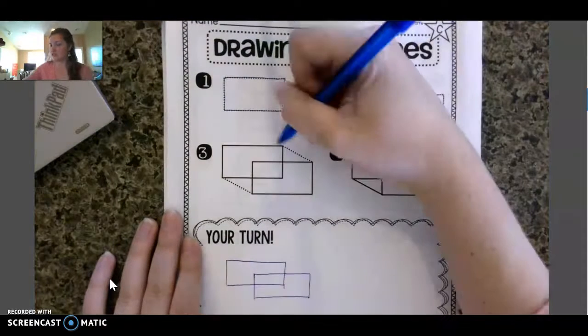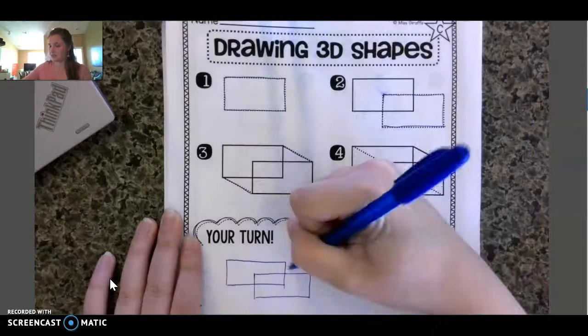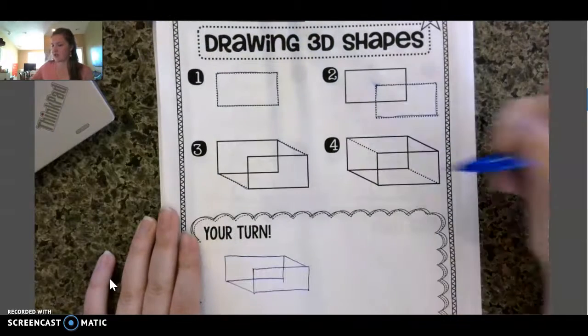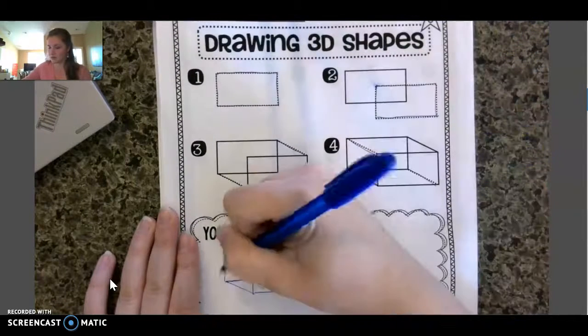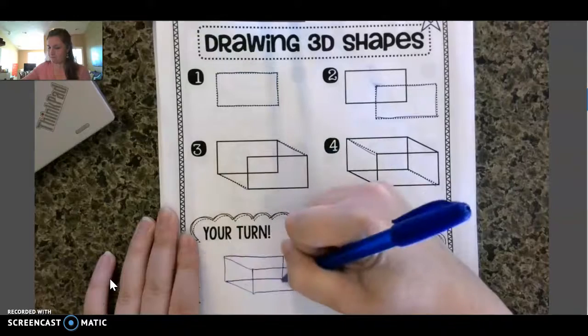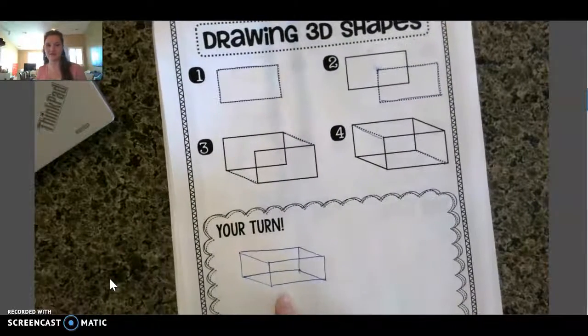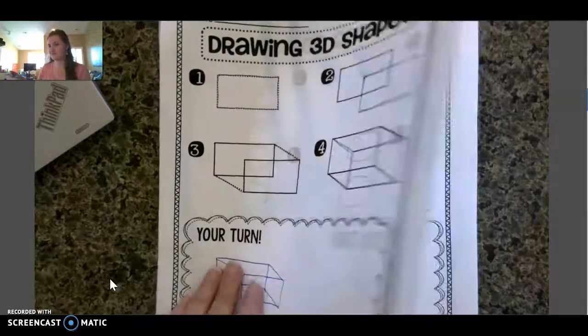Okay, and just like the squares, we connect the outer corners. And then we connect the inner corners. And with that, you have a rectangular prism. Can you try a few more off to the side? Can you turn it into another picture?